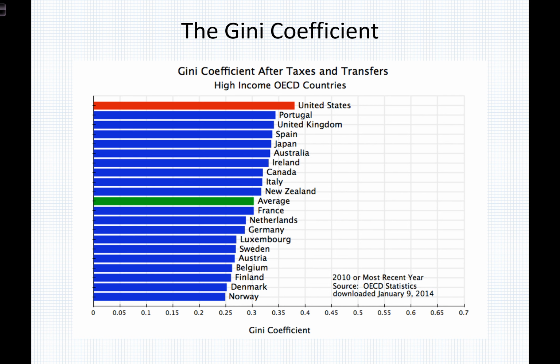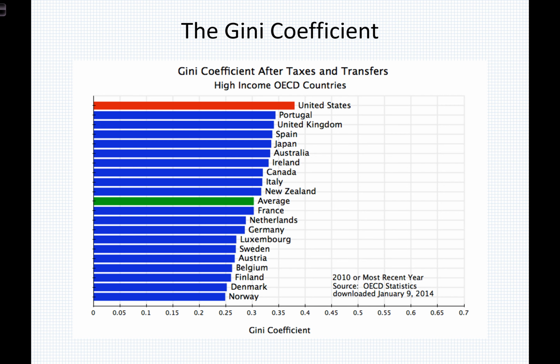Finally, it's probably worthwhile to recognize the United States Gini coefficient currently and over time. We're looking at a 2010 Gini coefficient for each of the major nations within the OECD, the Organization for Economic Cooperation and Development. These are Gini coefficients after taxes and income transfers. This would look much different before taxes and transfers. In fact, it would be even more exaggerated before taxes and transfers.